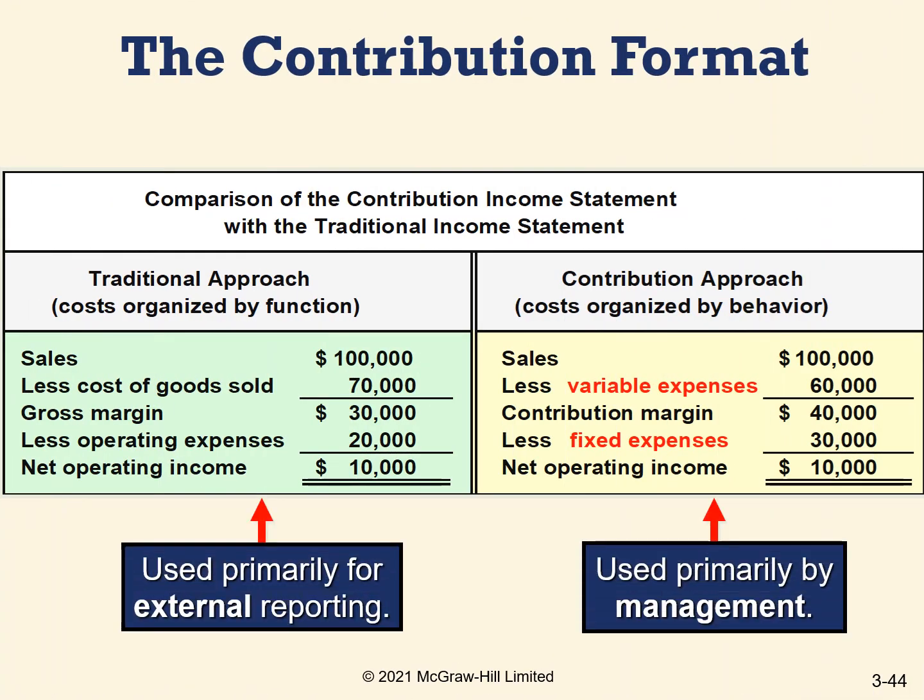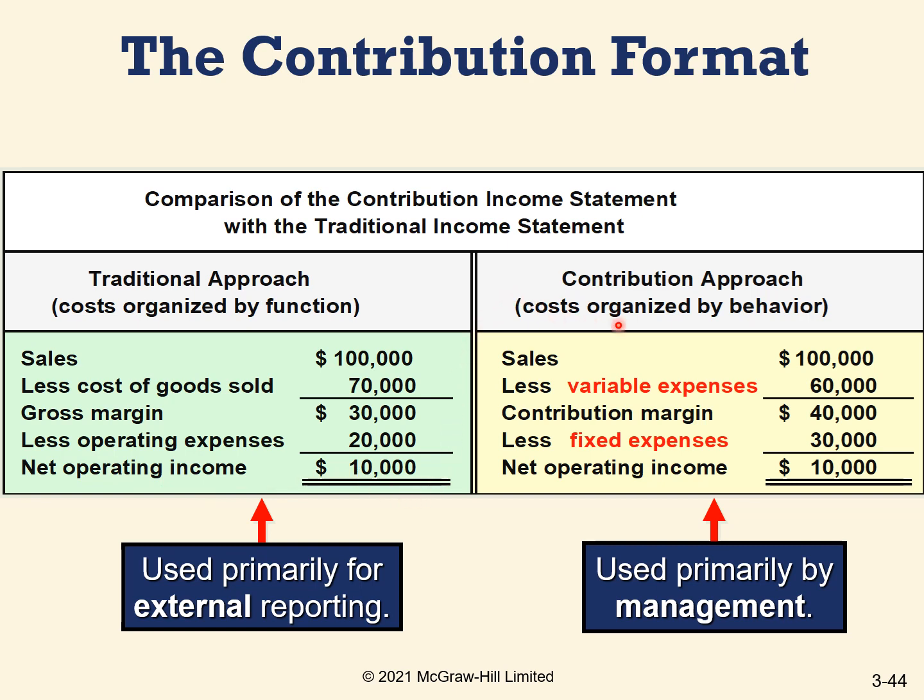So we can compare our contribution income statements with the traditional income statement, as you can see. So the traditional approach, the costs are organized by their functions. We have our sales is going to be $100,000 less our cost of goods sold. So the type is our gross margin of $30,000 less our operating expenses, $20,000 to get our net operating income.